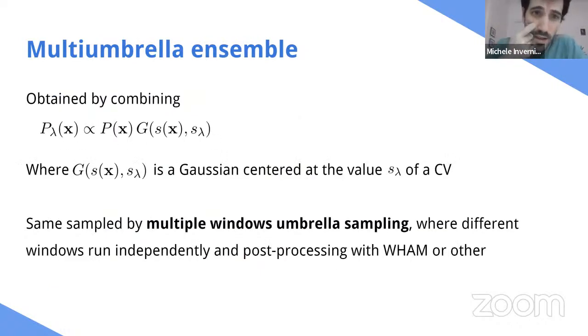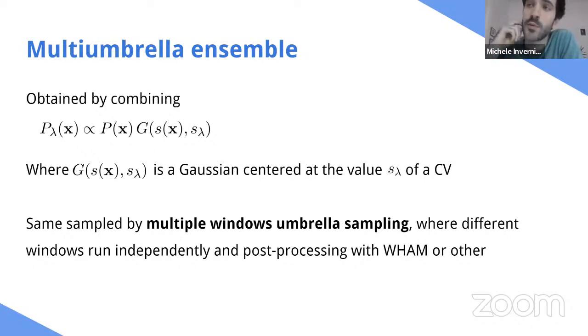Another interesting expanded ensemble is what I call the multi-umbrella ensemble. And you obtain it by combining the original Boltzmann distribution with some Gaussians placed at different collective variable positions. So you have to define a collective variable in this case, and these Gaussians mean that you are adding a bias potential that has a parabolic shape in this collective variable space. Just to be more clear, this is what is sampled by multiple windows umbrella sampling.